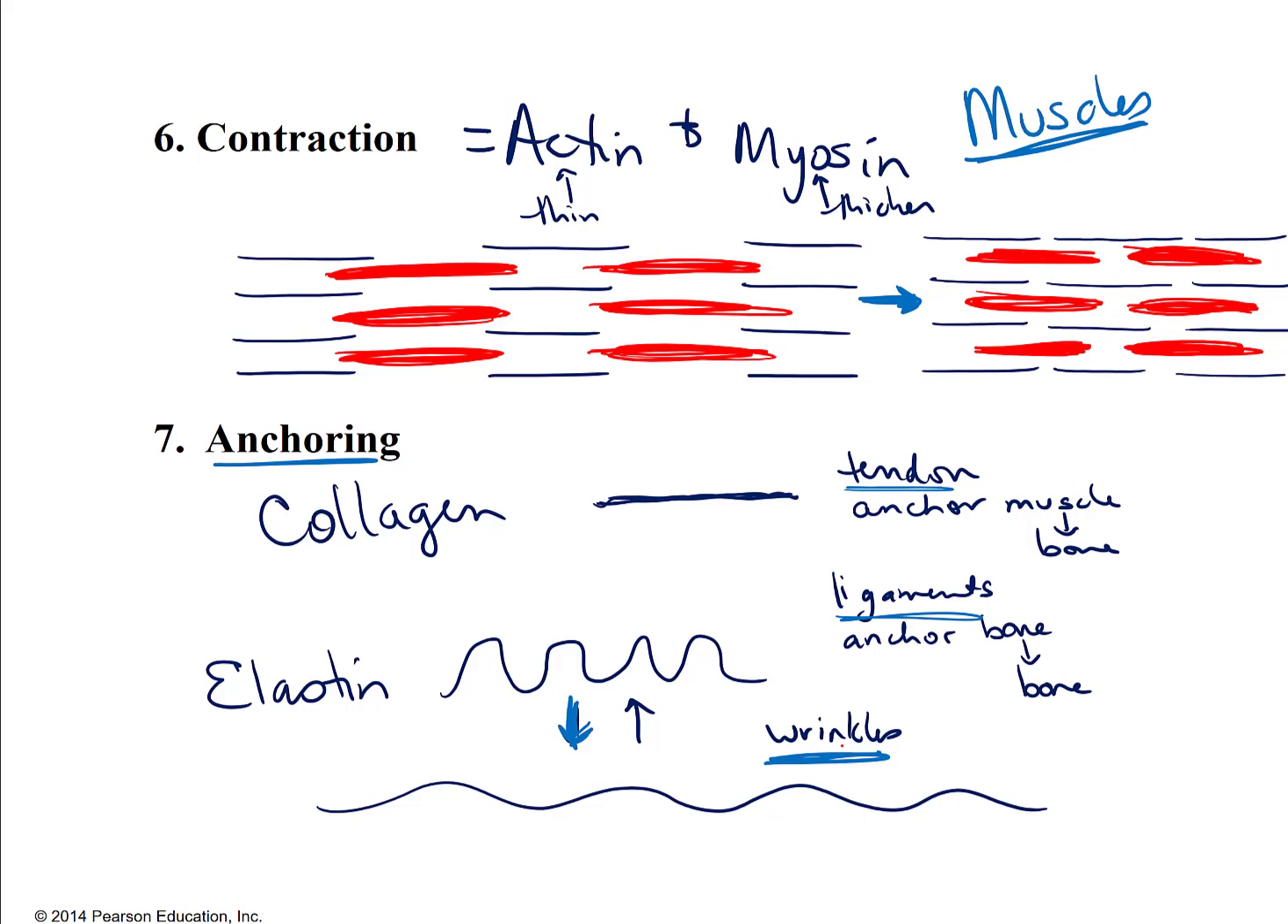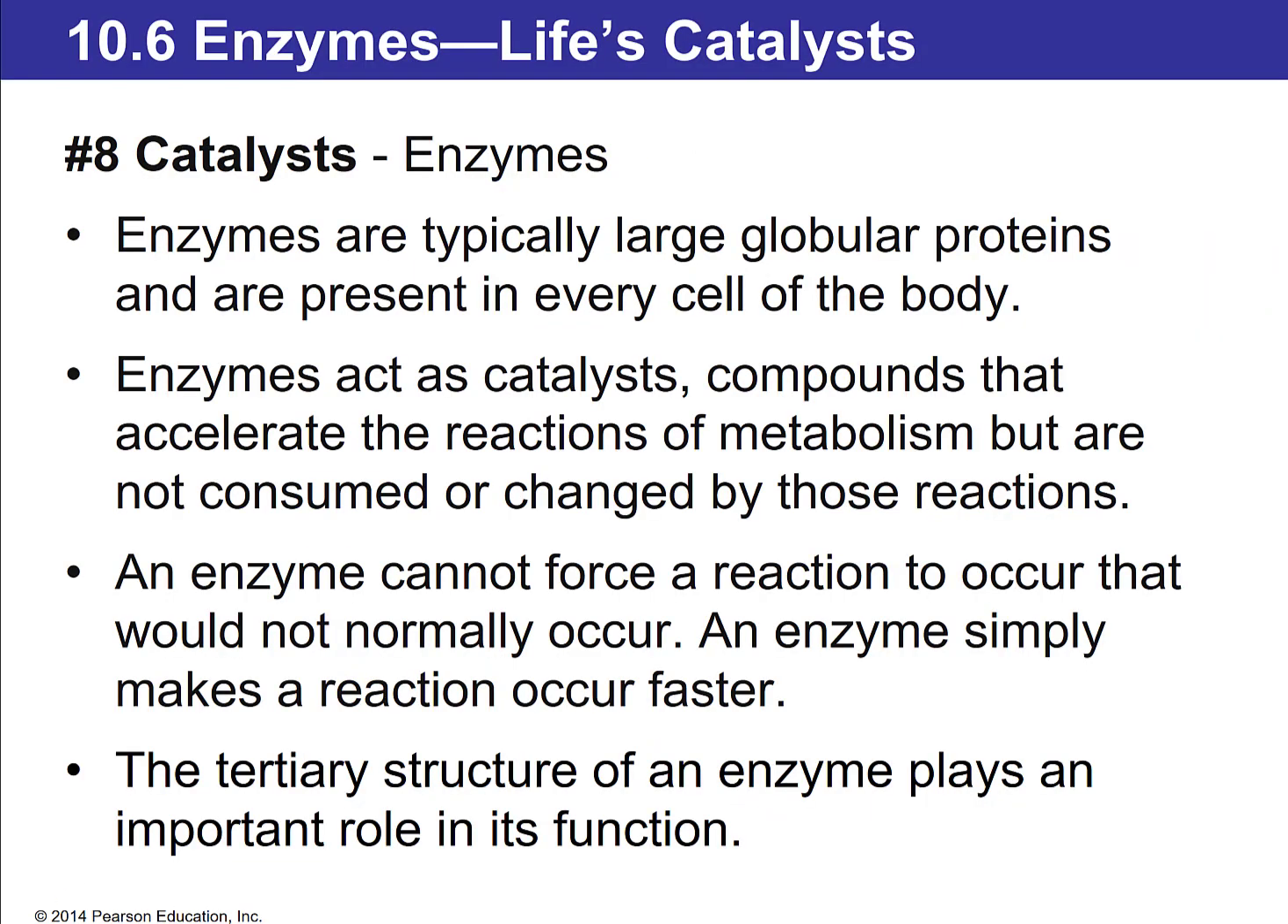Okay, so movement contraction is number 6. Anchoring, number 7. Last one, number 8. These are the 8 big functions of proteins. Number 8 are the catalysts. And we have talked about enzymes. So enzymes, remember, reactions would occur. They would just take place so slow, we would never survive.